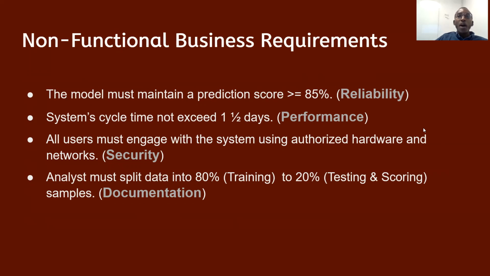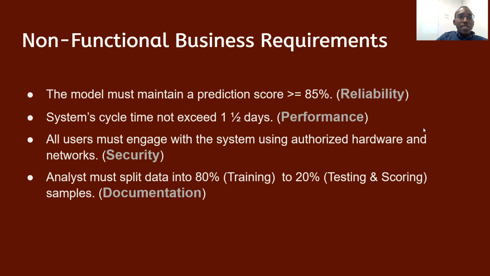For example, one of the reliability requirements of the system is that the model will maintain a prediction score that is greater than or equal to 85%. The system's cycle time will not exceed 1.5 days. This describes the performance requirement of the system. Also, all users must engage with the system using authorized hardware and networks. This describes the security requirement of the system.